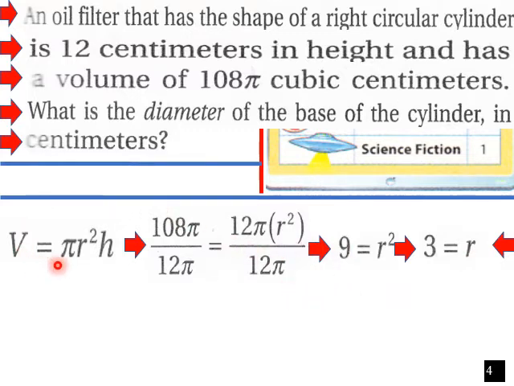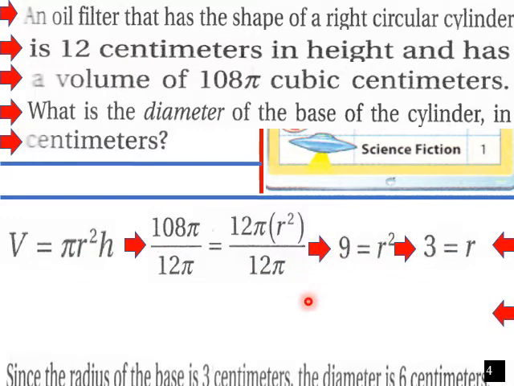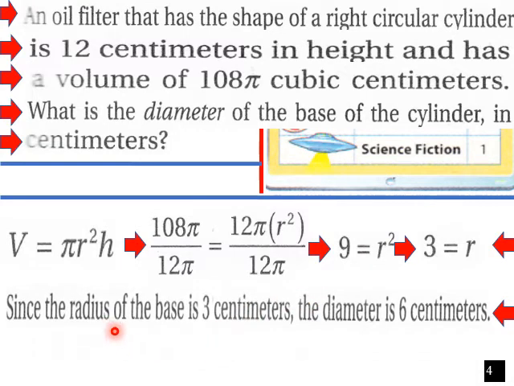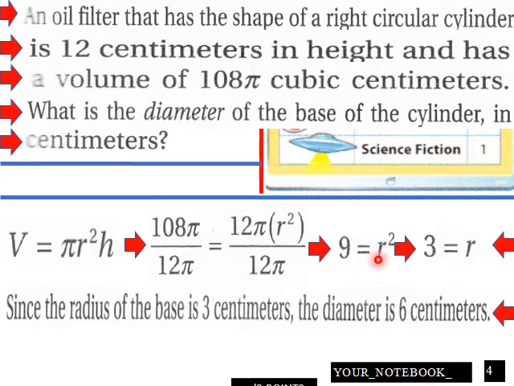So that would be how you would plug values into a volume formula to find the diameter. In this situation, you had a volume of 108 pi divided by 12, which is the height. So we come up with 3 equals r. Since the radius of the base is 3 centimeters, the diameter would be 6. That would be one way to find the solution to this question.